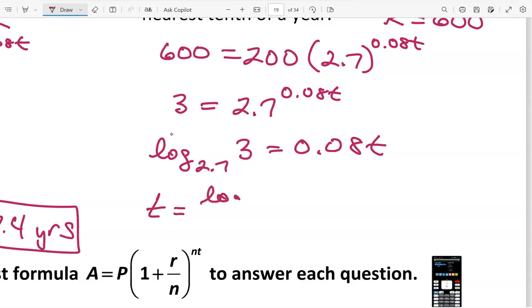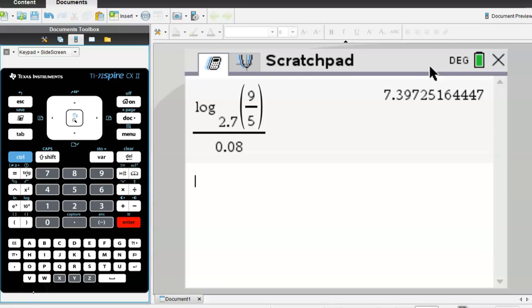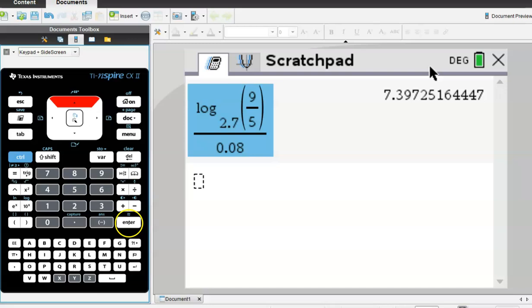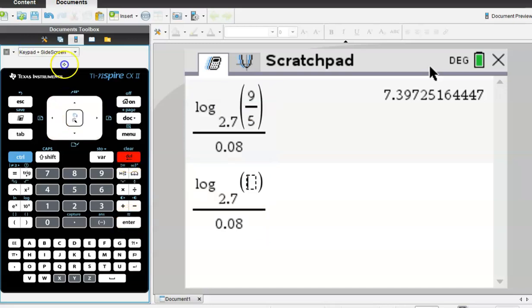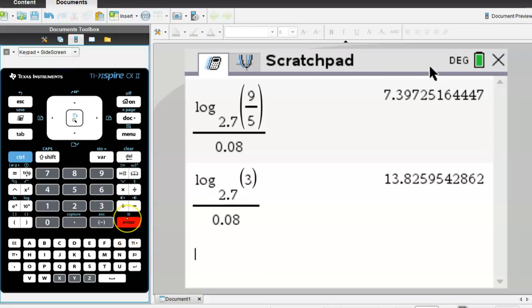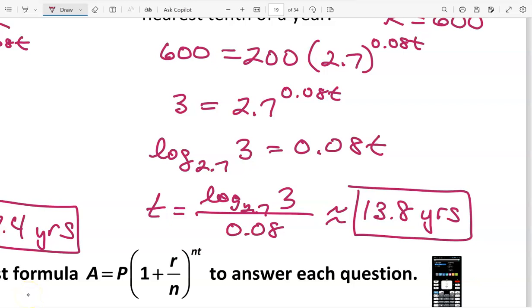And solving, t is equal to log base 2.7 of 3 divided by 0.08, and since we did a similar calculation previously, we can use the arrow keys to highlight that previous calculation, press enter, and then edit, changing that 9/5 into 3, and that will give us 13.8 years, rounded to the nearest tenth.